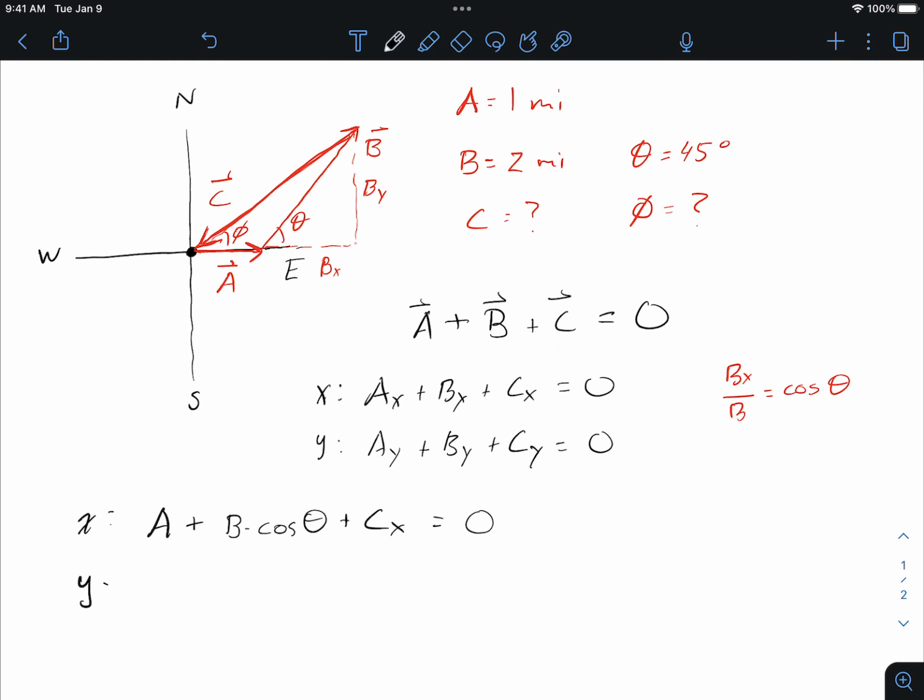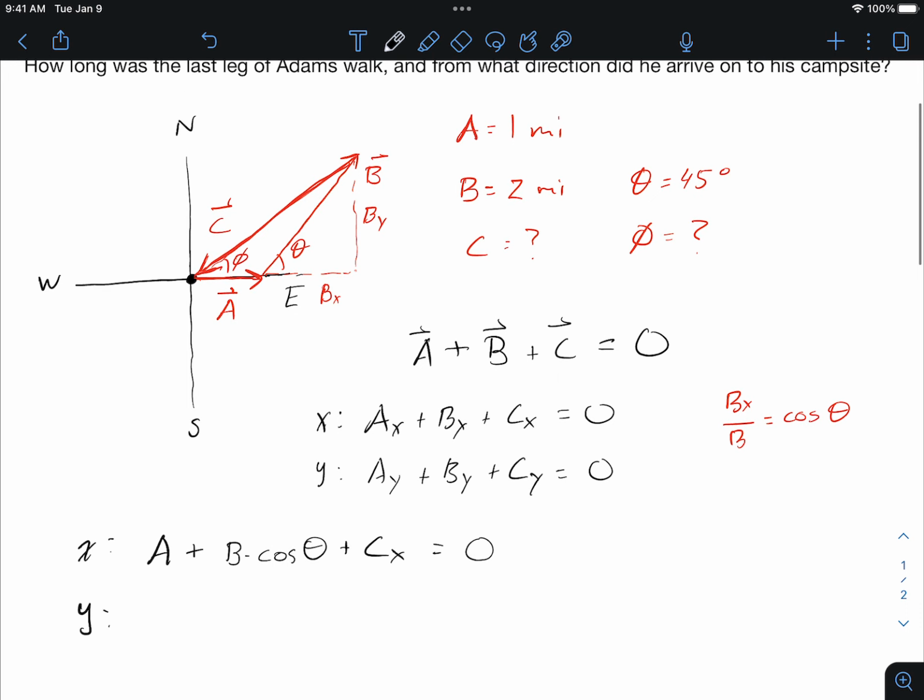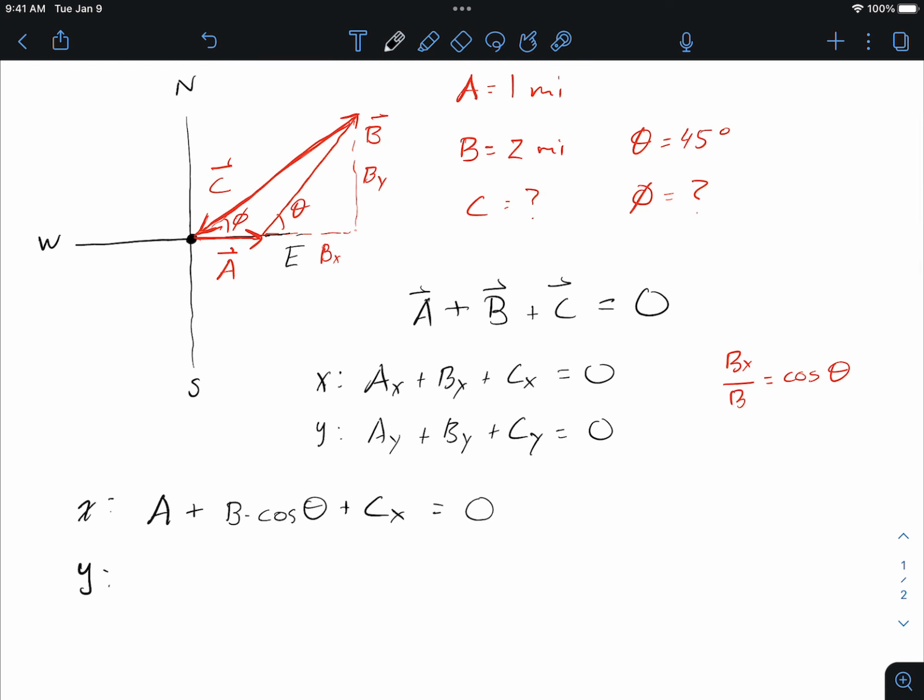For the y, it is very similar. The y component of the vector a, well, that's 0 because the vector a is along the x-axis. So I'm going to have 0 plus the y component of the vector b, very similar to what we did before, which is going to be b times sine theta. So it is the opposite. This side is the opposite of the angle, so we're going to use sine. So it's going to be b times sine theta, that's going to be by, plus cy. And I don't know what cy is, so I just leave it at that, and this is equal to 0.